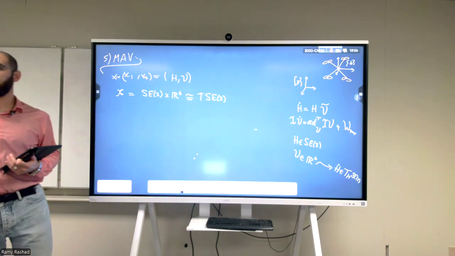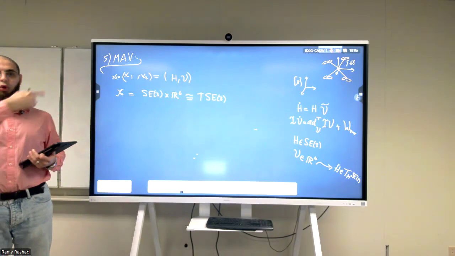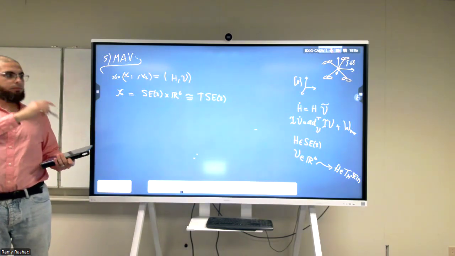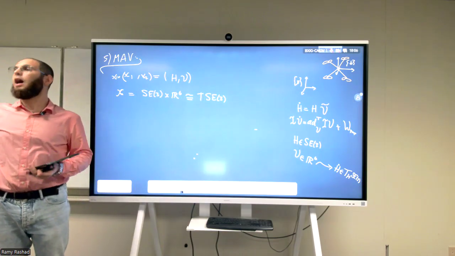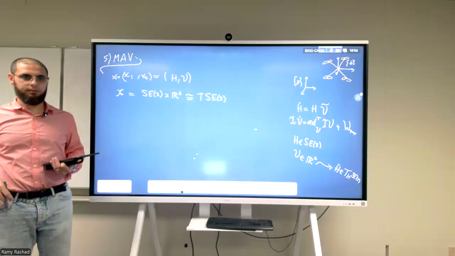You see? So that's the pattern, right? In all 3 examples that we had, and even more, the state space will always be the tangent bundle. It will always be isomorphic to the tangent bundle. Okay.